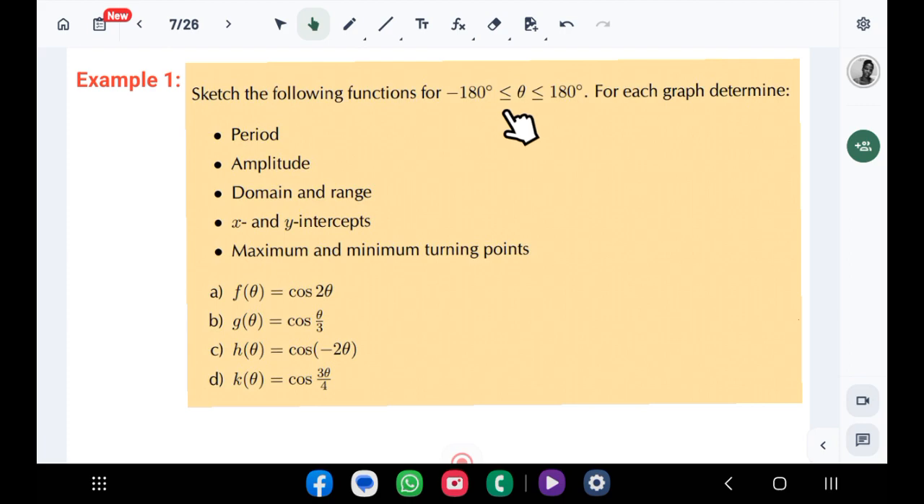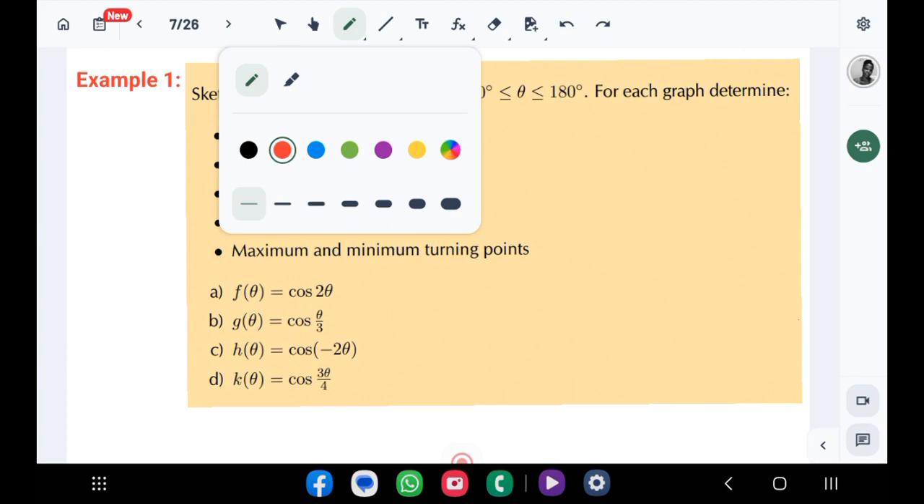Sketch the following functions for theta between -180 and 180. For each graph, determine the period, amplitude, domain, and range, x and y intercepts, maximum and minimum turning points. What we're going to do here is figure out what the periods are, because the domain and the range are exactly the same, because the amplitudes are the same. Why? The domain is between -180 and 180 for all of the functions, because that is the restriction that we were given.